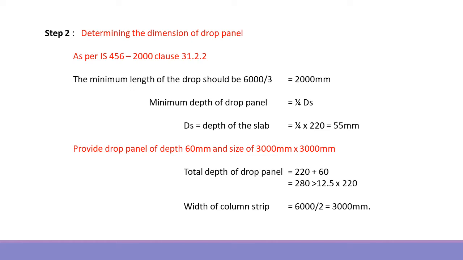Then the total depth of the drop panel is equal to the depth of the slab plus the drop panel depth of 60 mm. So 220 plus 60 is equal to 280 mm. It will be greater than 12.5 into 220. So the width of the column strip is equal to L by 2. The span length is 6000 mm divided by 2, which is equal to 3000 mm.